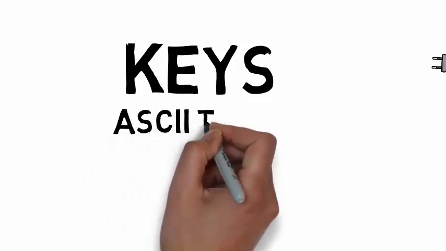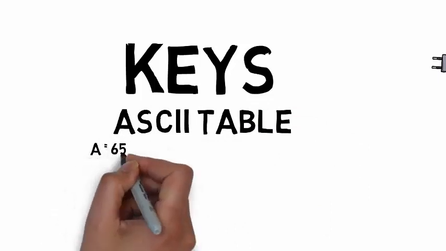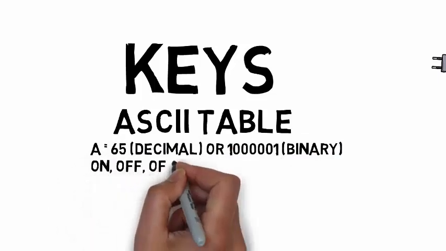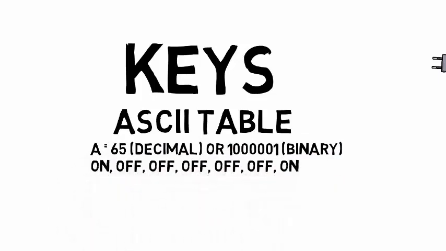For letters and keys, computers have assigned each letter and character from a keyboard to a specific number. This table of values for which number stands for which letter can be found on something called the ASCII table. For example, a capital letter A is associated with the number 65 on the table, or 10000001 in binary, which is electricity turning on, off, off, off, off, off, on.